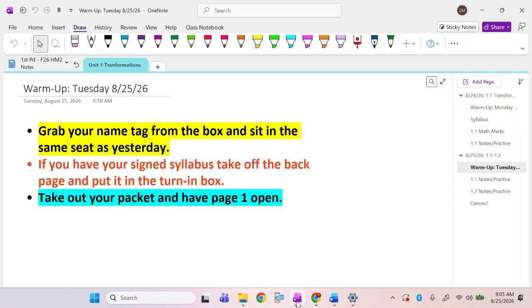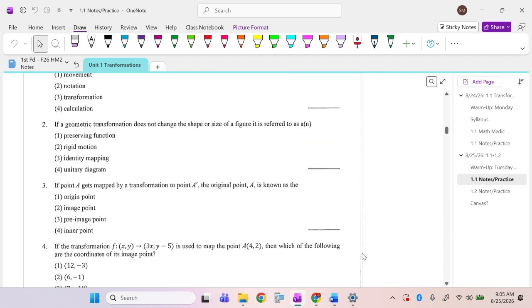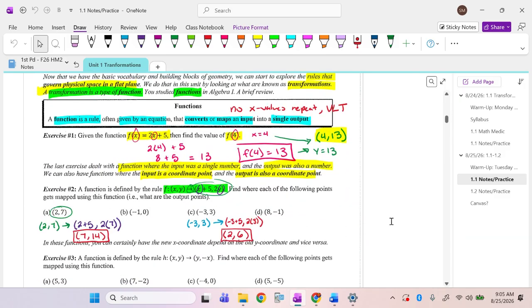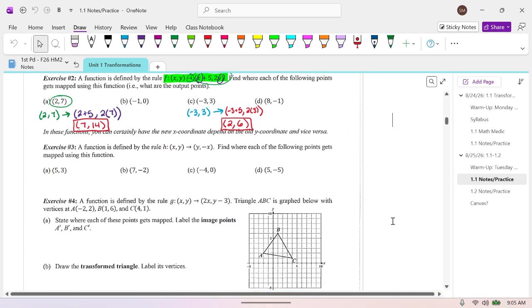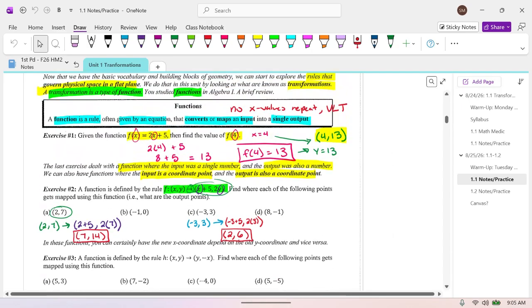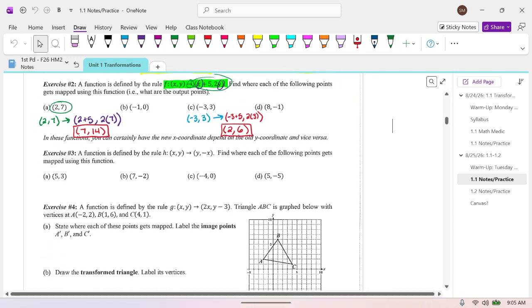All right. So let's finish up the notes from yesterday. All right. So yesterday we started talking about transformations and we were first plugging stuff into functions. All right. So we did the function rule. All right. If we give it a point xy, we plug in to x plus 5, 2y to get a new point. All right. We're going to continue that. So let's look at example 2.